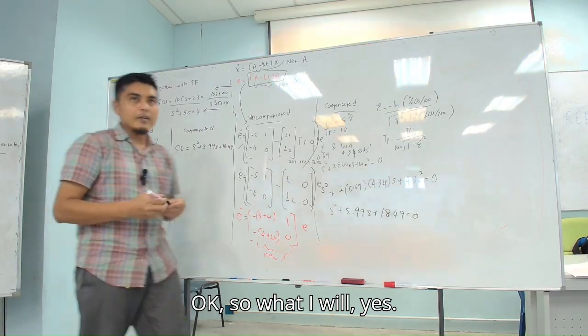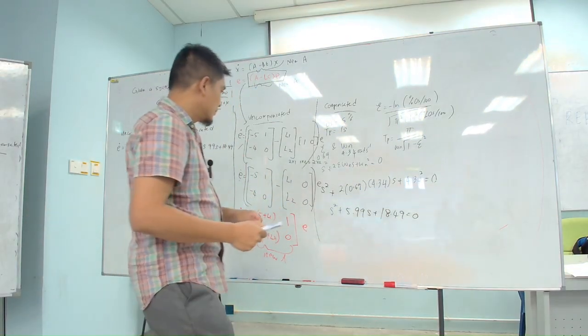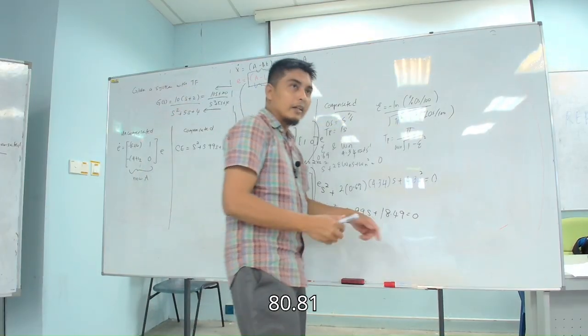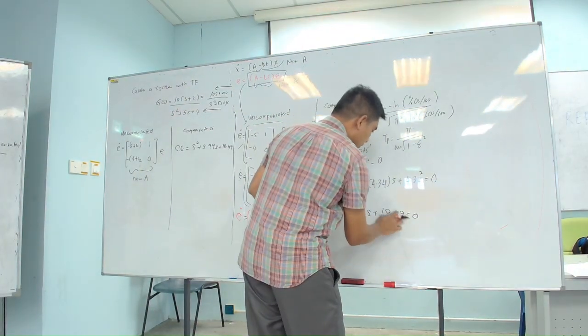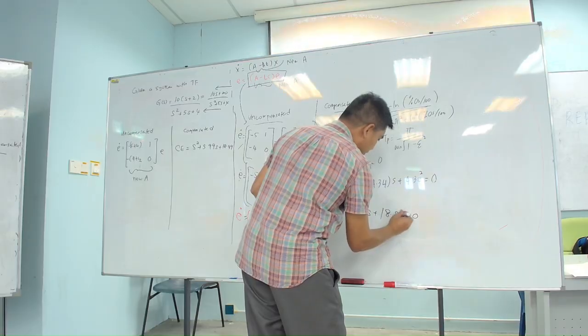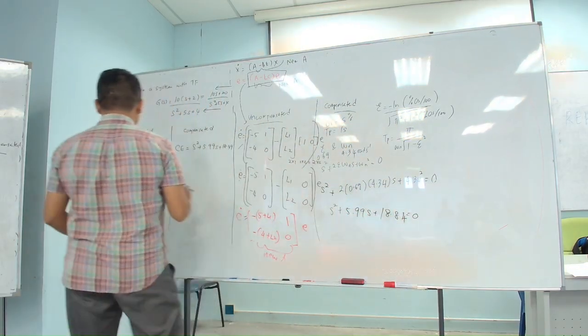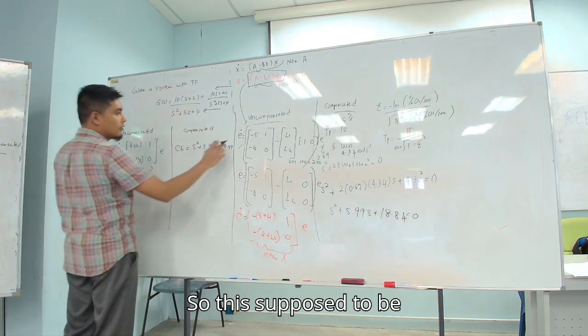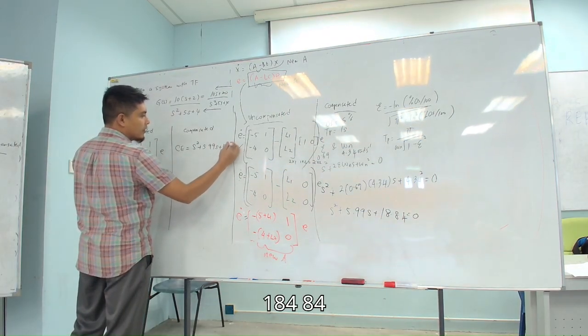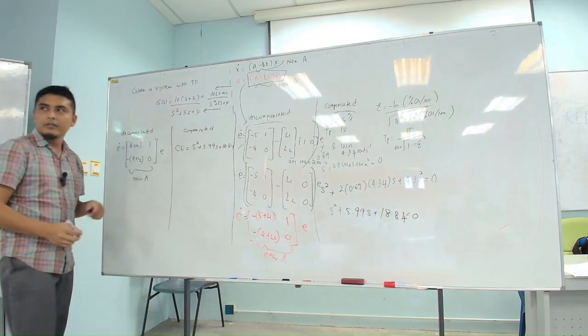Okay, so whatever, yes. 80.81. So this one 80.84. 18.84. So this is supposed to be acting for 84. Okay.